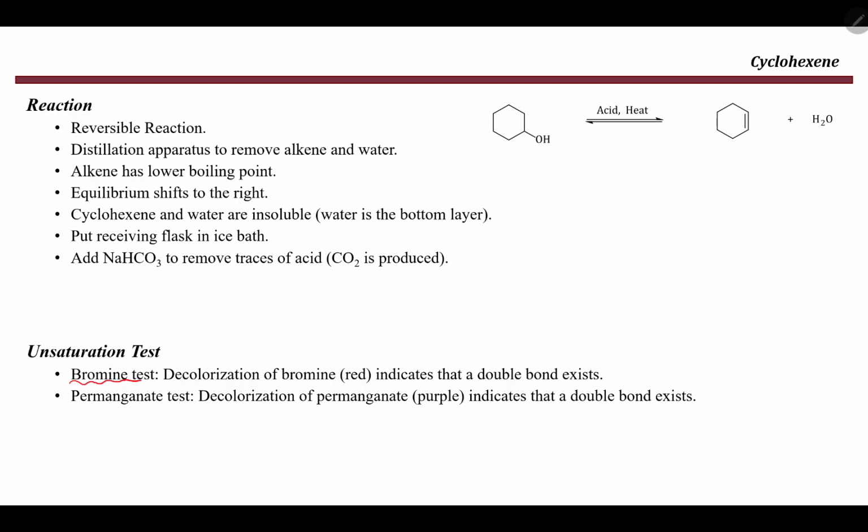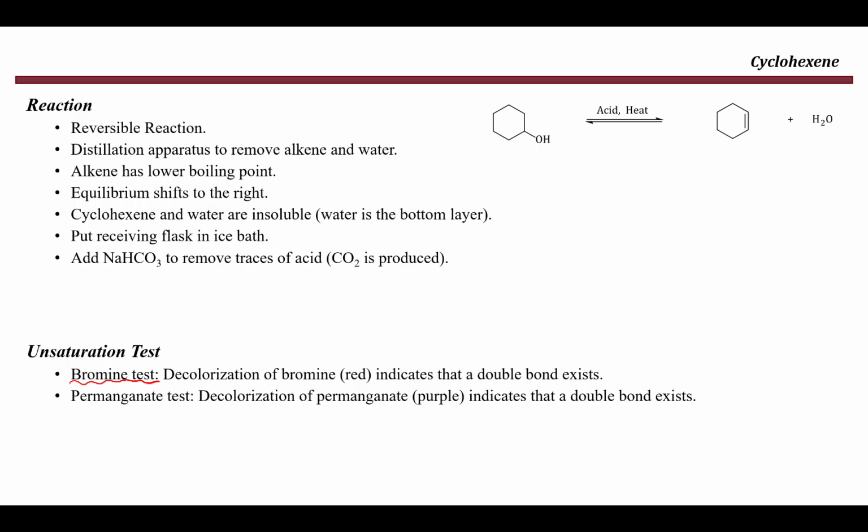What is the bromine test? Usually bromine is a red colored solution. So if we want to know whether a double bond exists or not, we just add a few droplets of bromine to the solution which is being tested. If the red color of bromine disappears, this indicates that a double bond exists, whereas if the red color persists, this means that there is no double bond.